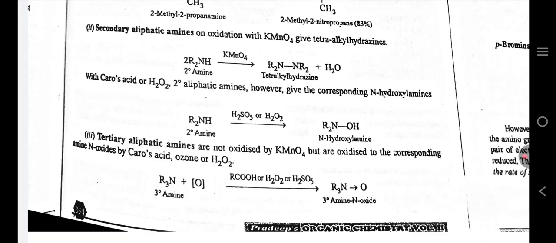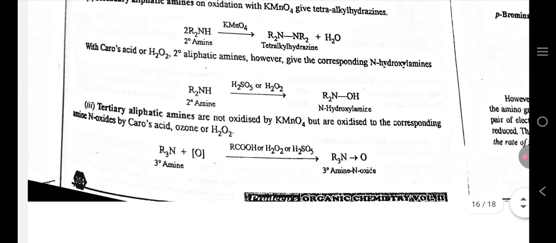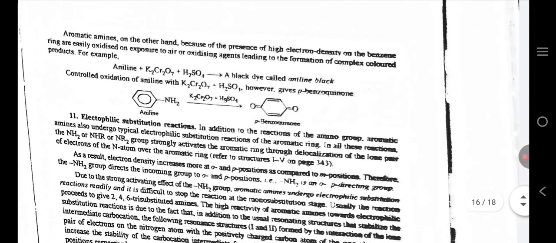Secondary aliphatic amines on oxidation with KMnO4 give tetraalkylhydrazines. With Caro's acid or H2O2, secondary aliphatic amines, however, give the corresponding N,N-dialkylhydroxylamines. Tertiary aliphatic amines are not oxidized by KMnO4 but are oxidized to the corresponding amine N-oxides by Caro's acid, ozone, or H2O2.